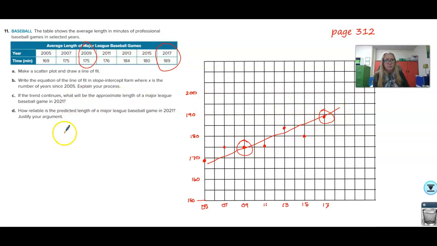Then you find the slope. Then you write an equation in y-intercept form. And then you find the trend. You predict what will happen in 2021. Okay? How reliable is the predicted length of a major baseball game? That can go either way. It's up to you to argue that one.